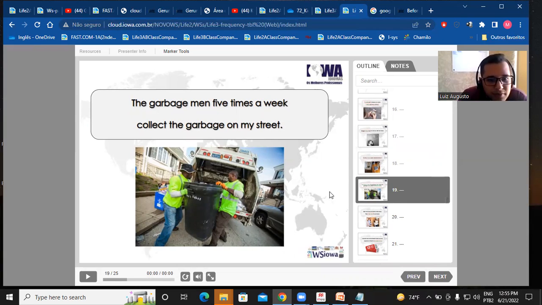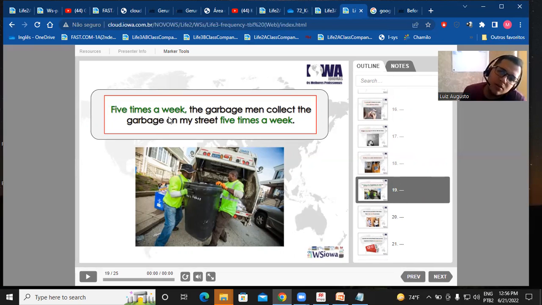The garbage man collect the garbage on my street 5 times a week. Esse 5 times a week lá no final da frase. É isso? In the end, okay. Or in the beginning: 5 times a week the garbage man, ou no começo ou no final. Yes, collect the garbage on my street 5 times a week. Nossa, no caso aqui apareceu 2 vezes, né? Mas deu pra entender que é ou no começo ou no final, okay. Repeat, garbage. Yes, garbage. Okay.